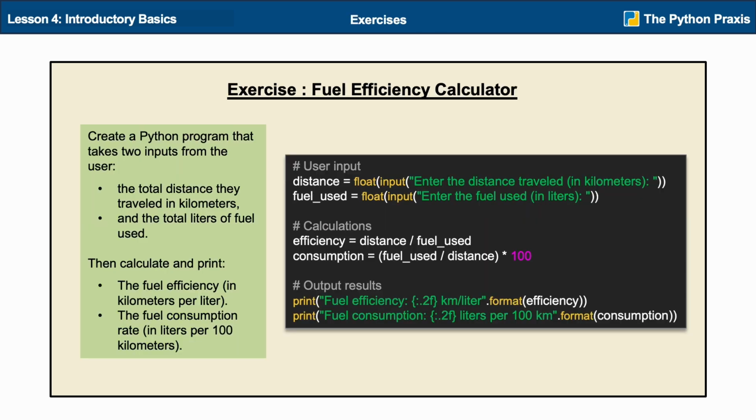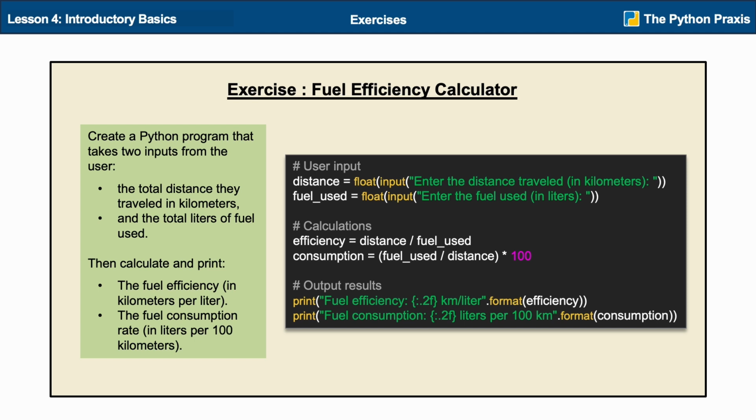Let's build a smart program. A fuel efficiency calculator. This program takes 2 inputs from the user: the total distance they traveled in kilometers, and the total liters of fuel used. Then it calculates and prints the fuel efficiency in kilometers per liter, and the fuel consumption rate in liters per 100 kilometers.